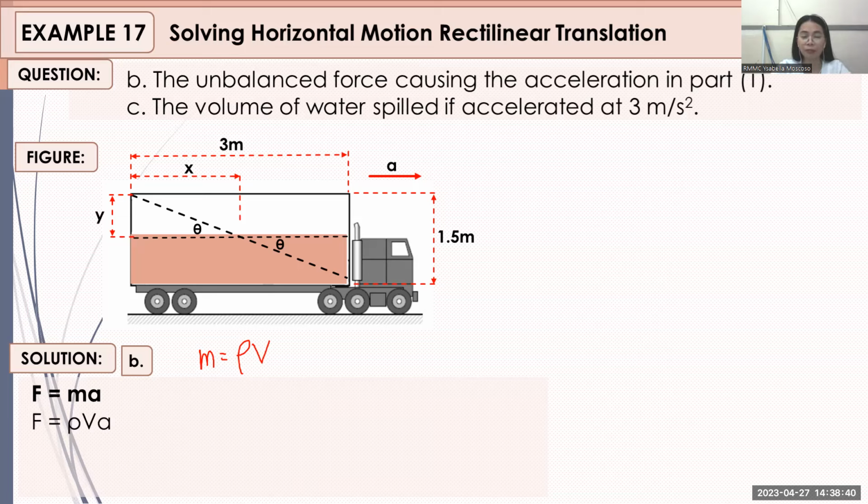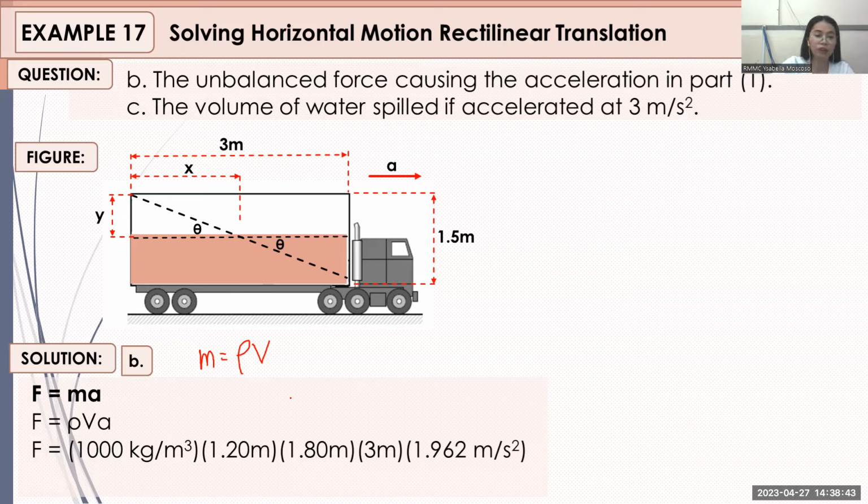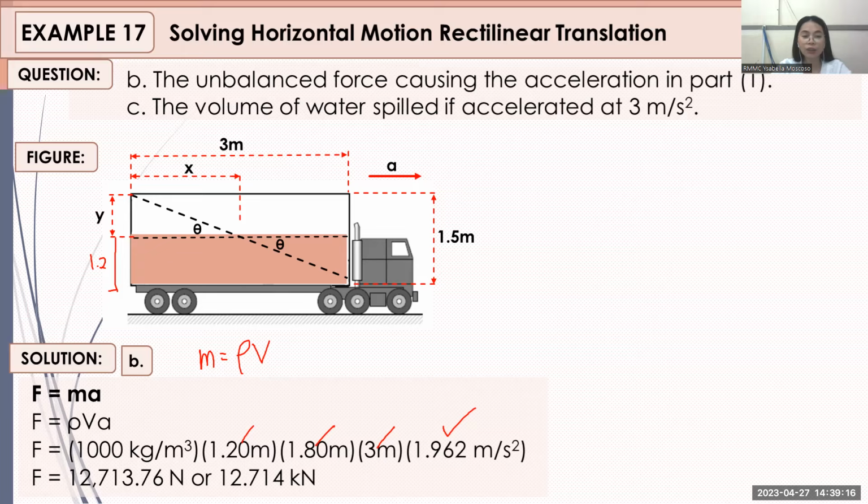So, mass density times the volume times the acceleration. So, you have 1,000 times 1.2 times 1.8 times 3. And again, ang volume is the volume of your fluid inside the vessel, hindi volume ng vessel. Okay? That is why you have 1.2, height ng tubig ninyo, 1.8 yung wide, and 3 is the length. Times the acceleration, yung nakuha natin a while ago lang. Okay? So therefore, force is equivalent to 12,713 Newton.